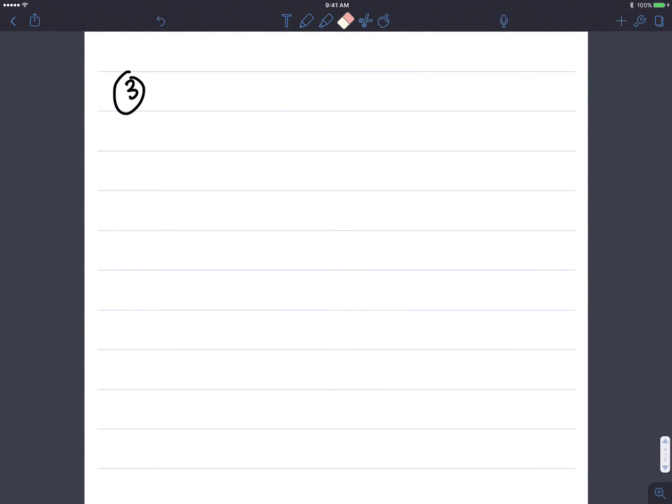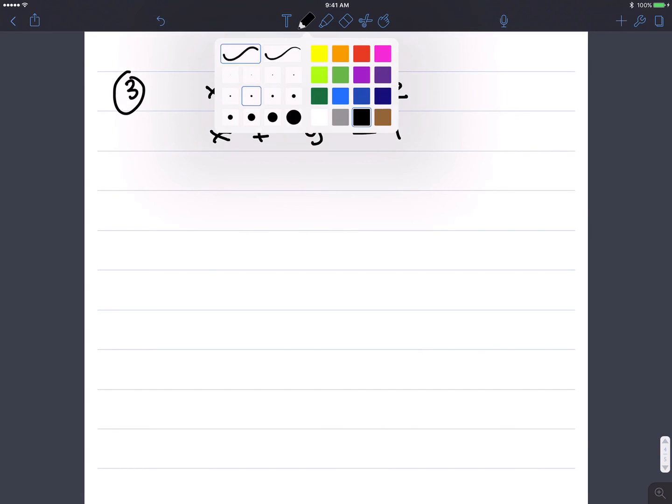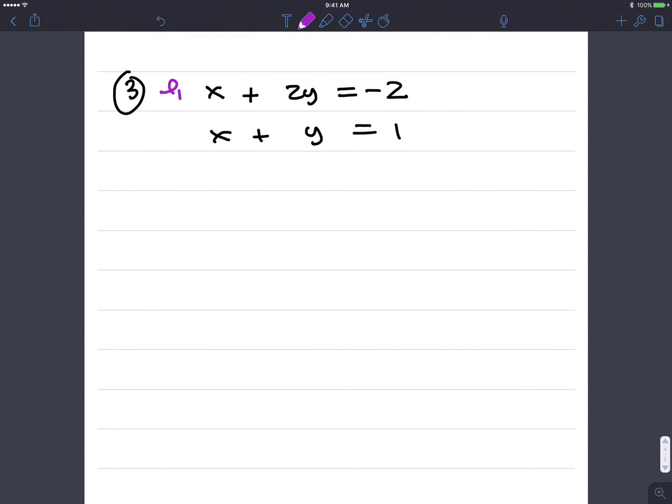Okay, number 3. Number 3, we have x plus 2y is -2. X plus y is 1. Notice we have our first equation and our second equation. They're going to be represented by line 1 and line 2 respectively.